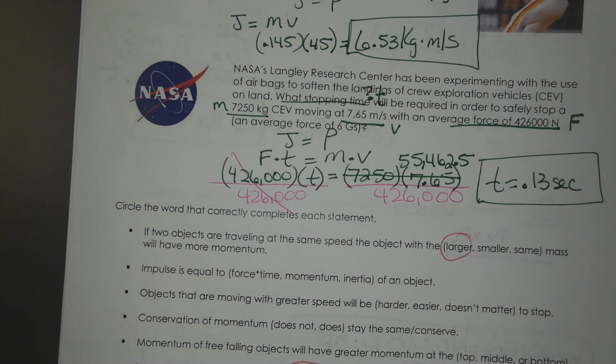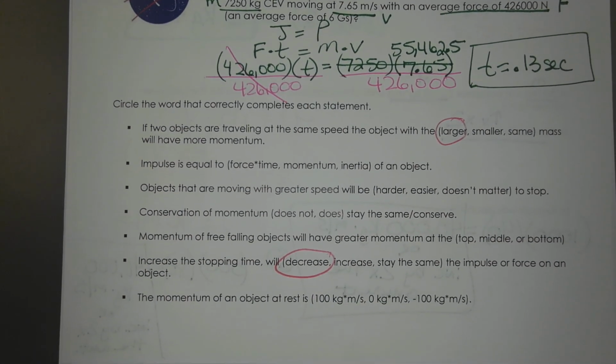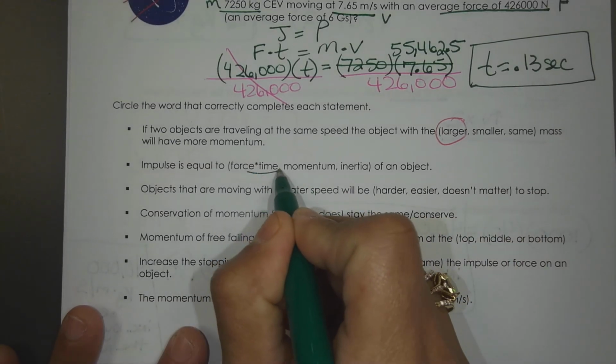We've got some, hey, let's circle the right word that would make this statement correct. Well, we did the first one. Next one here, impulse is actually equal to, well, what's it equal to? Is it equal to force times time? Is it equal to momentum? Is it equal to inertia of an object? Some people turned in their homework, not everybody, but most did, and they circled force times time.